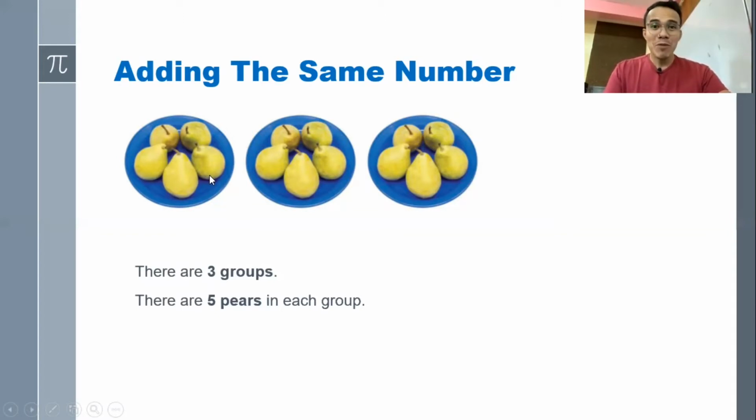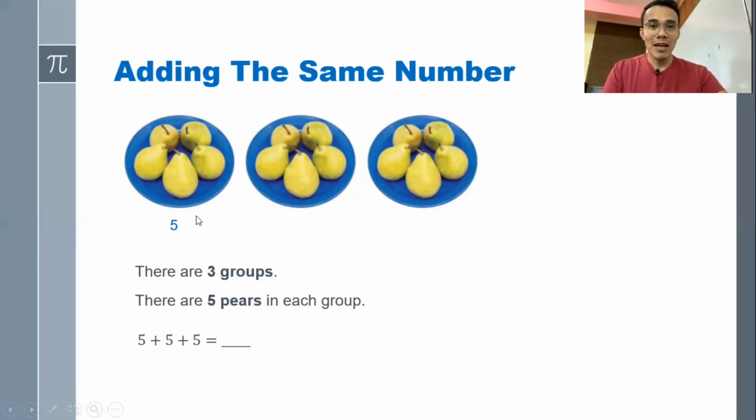Are there the same number of pairs in every group? What do you think, grade 2? The answer is yes. Each group has 5 pairs. And if you want to find the total number of pairs in the picture, you are just going to add 5 3 times. That is the same as 5 plus 5 plus 5. And what is 5 plus 5 plus 5 equal to? The first picture has 5 pairs. The second picture has also 5.